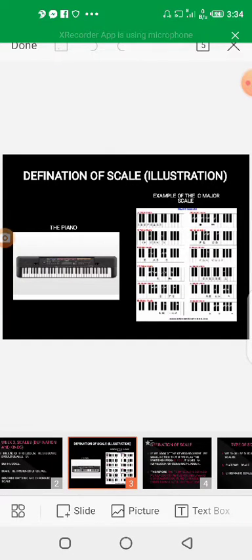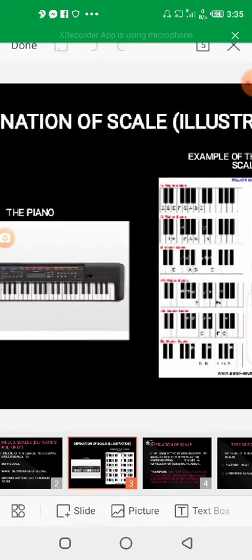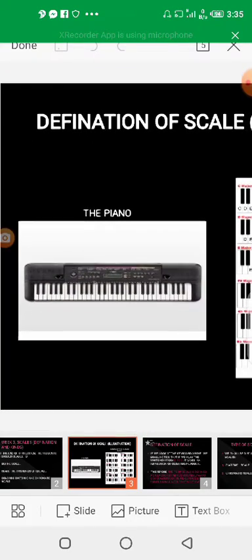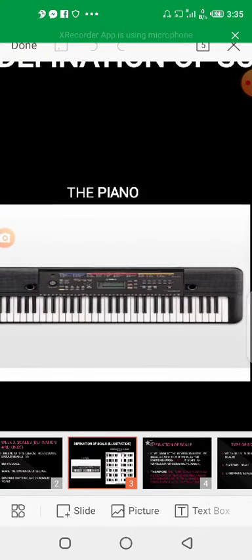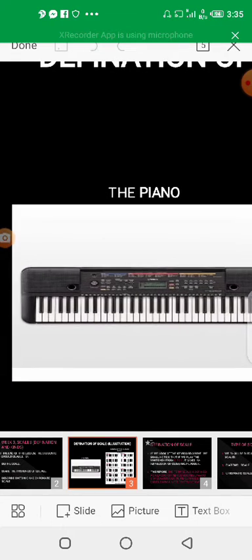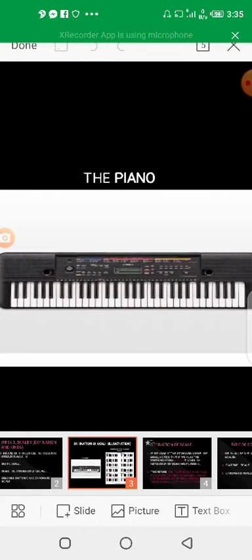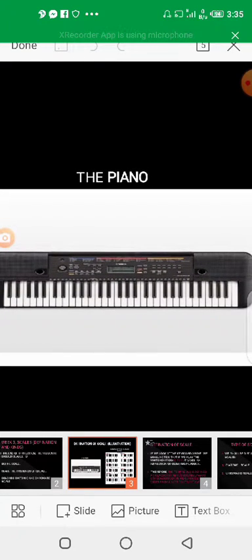Okay, I would want you to pay attention now. On the slide, the one that is being shown, if you observe, you're going to see that it is a piano. It is a piano. Yes, look at it carefully. You're going to understand that it is a piano.